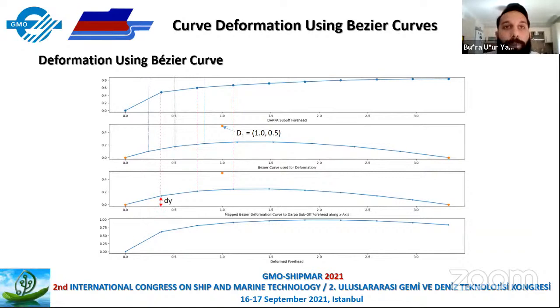The final step is to add delta values with respect to Y coordinates for the corresponding points of the mapped Bezier curve to the initial curve. In this way, the position of the second control point of the Bezier curve is changed and the curvature of the forebody is altered, as it can be seen in the bottom of the plots.